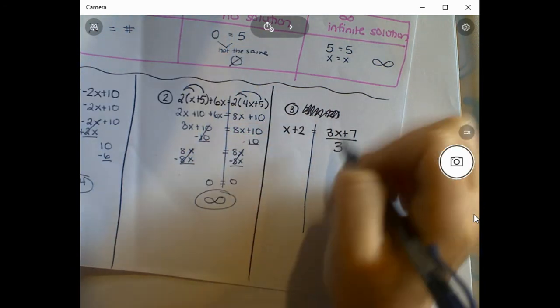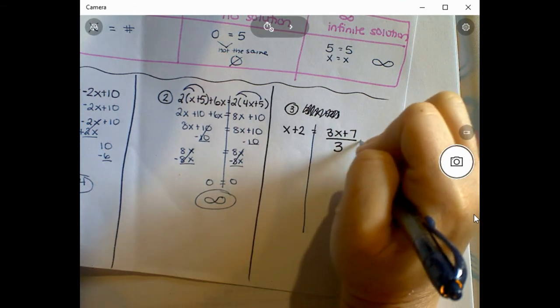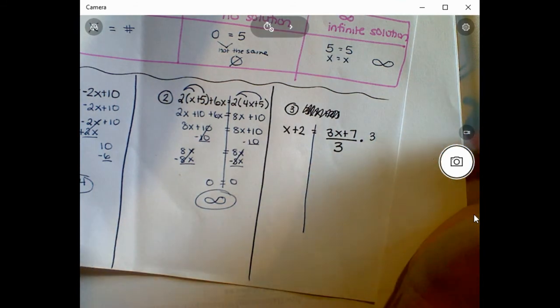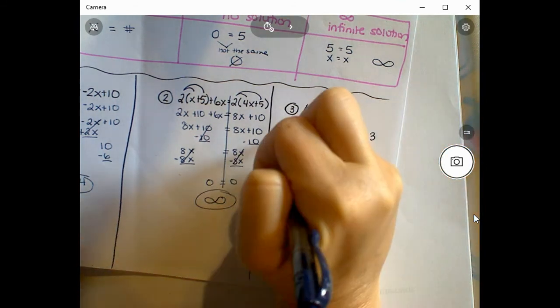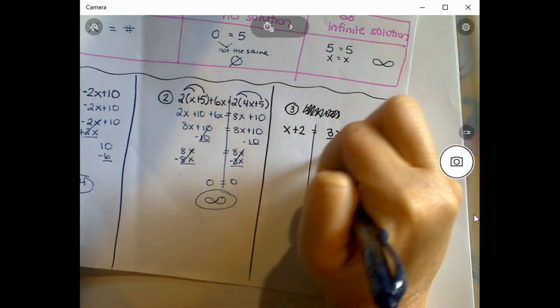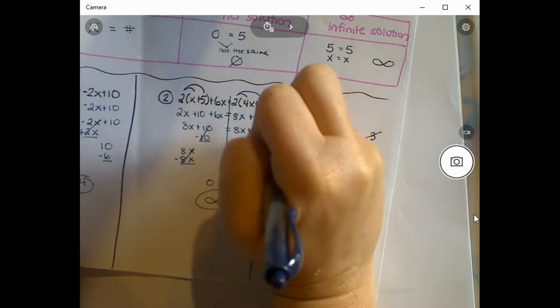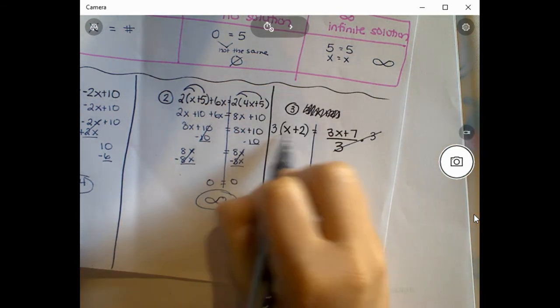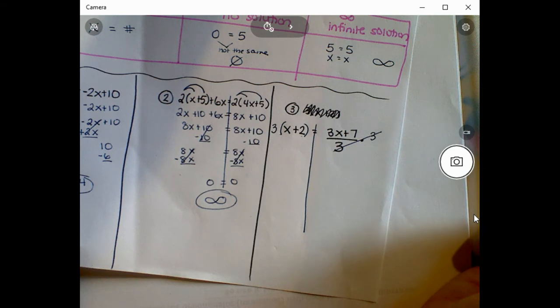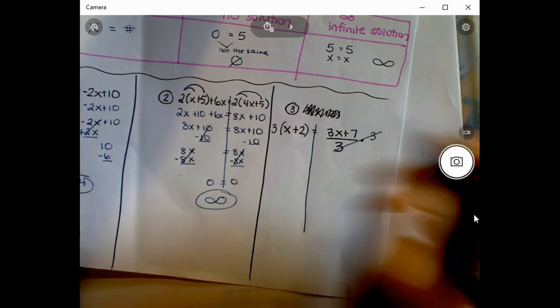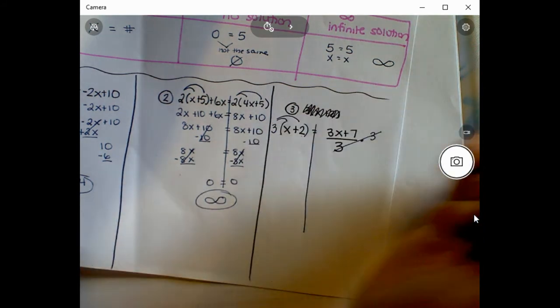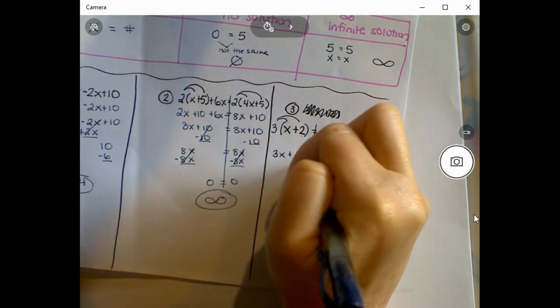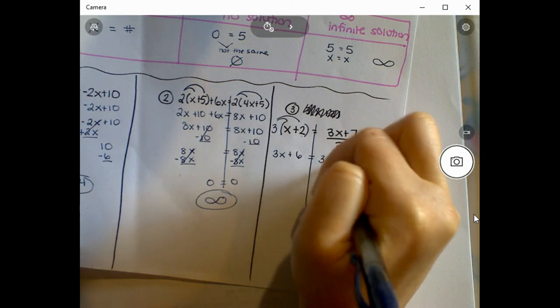And hopefully you remember from class, to cancel out denominators, we multiply by the denominator. So we need to do that on both sides. On this side, it cancels out. But remember, on this side, we're multiplying the entire side by the denominator. So you do need to put the parentheses. And now that's the distributive property. So we're going to distribute over there. 3x plus 6 equals 3x plus 7.